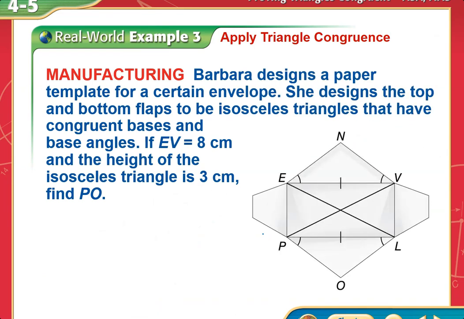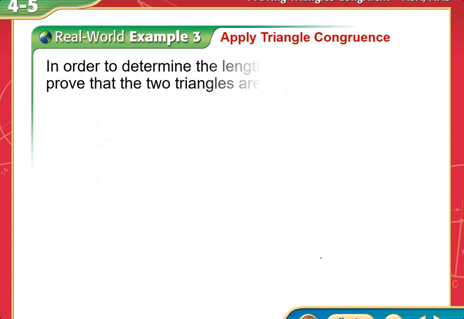Alright, here's a real-world example. Barbara designs a paper template for a certain envelope. She decides the top and bottom flaps to be isosceles triangles that have congruent bases. That's how they're marked down there. We have the two angles E and V being the same. It says if EV equals 8 and the height of the isosceles triangle is 3, we're going to find PO. So we want to find that length right there. Let's see what happens.